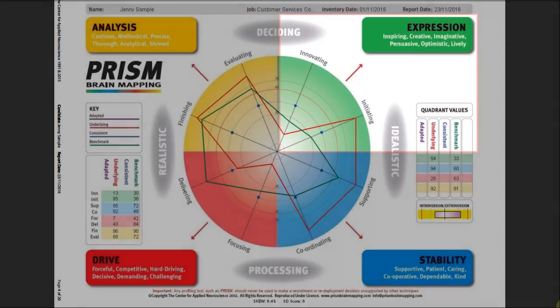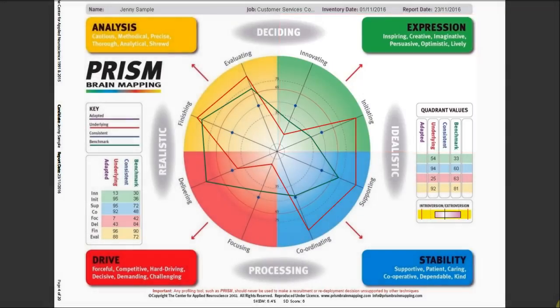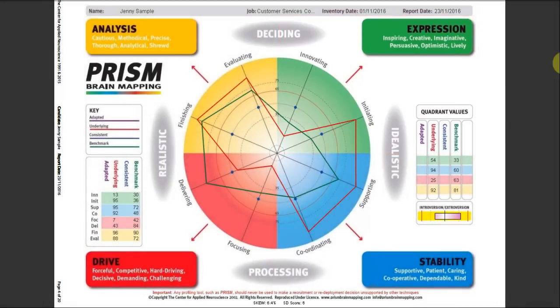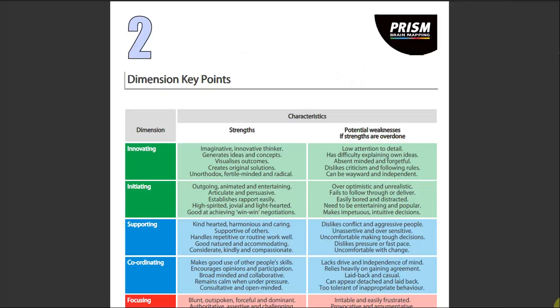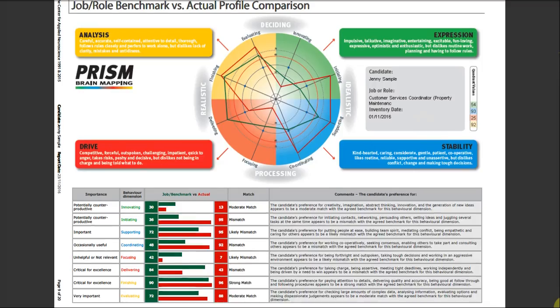The green quadrant, like all quadrants, has two dimensions. The dimension key points provides a description of these. Let's move to Section 4 to start looking at these dimensions in more detail. So we are now looking at the map in Section 4. This is the same map as in Section 2, but now contains guidelines on matches to the benchmark.